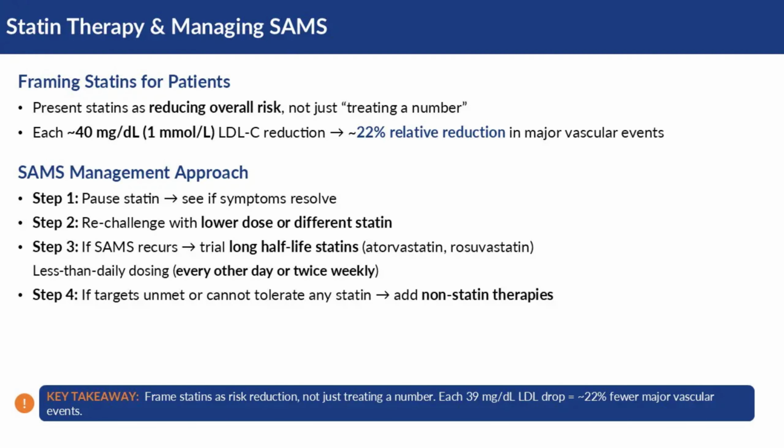For patients who develop statin-associated muscle symptoms, or SAMs, a structured approach is key. The statin should first be paused to determine if symptoms resolve. If they do, the patient can then be rechallenged with a lower dose or a different statin. If SAMs recur, patients might benefit from trialing long half-life statins, such as atorvastatin or rosuvastatin, with less than daily dosing, perhaps every other day or twice weekly. This strategy can maintain significant LDL-lowering efficacy while improving tolerability. If LDL targets are still not met, non-statin therapies can be added to the regimen.